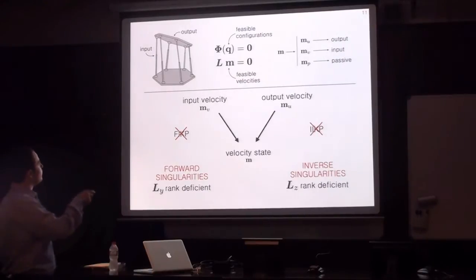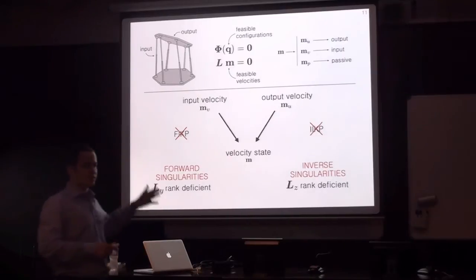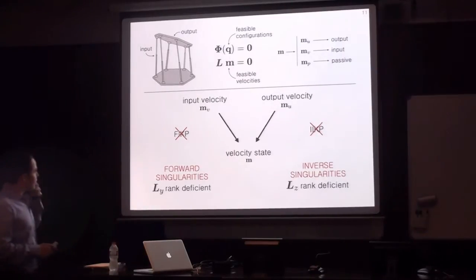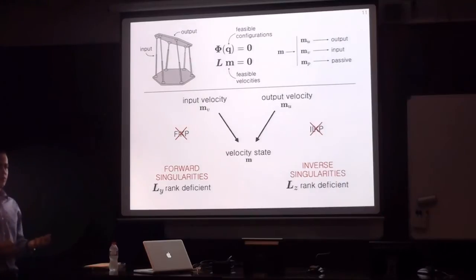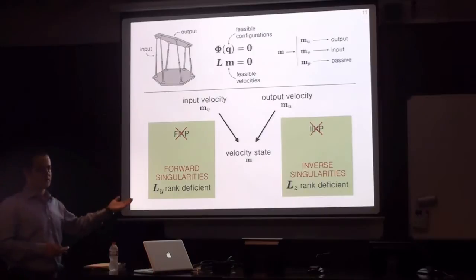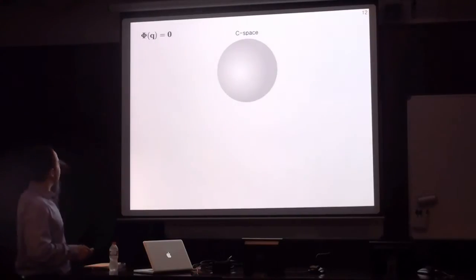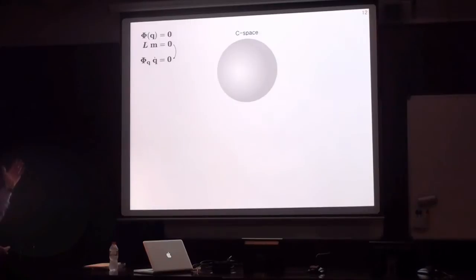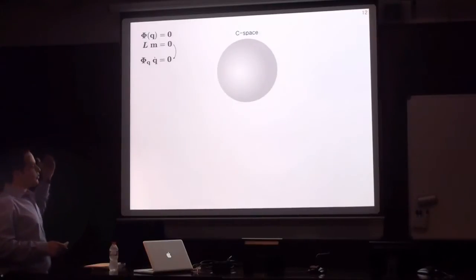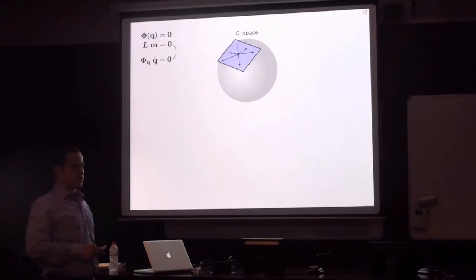And these are just the submatrices of L obtained by removing the columns corresponding to the input velocities and to the output velocities. So, to understand these singularities from a kinematic point of view, we will now see the geometric causes of the rank deficiency of these two matrices. For that, as a simple example, imagine that our configuration space is just a sphere, and that we obtain the velocity equation by differentiation of the assembly constraints. This equation already reveals that for a given configuration, the possible velocities, q dot or m, are vectors in the tangent space of this configuration.